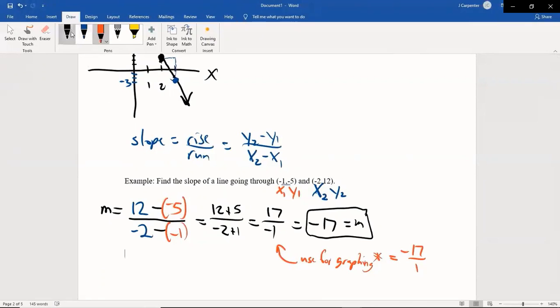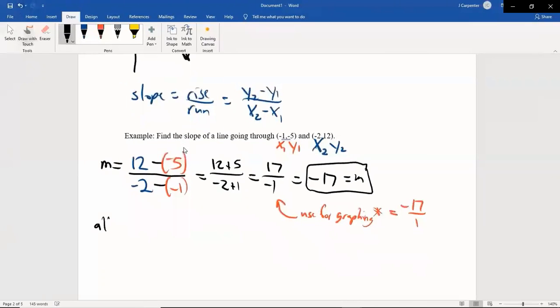Now I remember. Okay. Alternatively, I'm going to do this same exact problem again, but I'm going to prove to you by example that the order of the 1s and the 2s doesn't matter as long as you're consistent. The y's have to go in the top, the x's go in the bottom. But now I'm going to do the 1s minus the 2s, or you could pretend I called the first point the second point and the second point the first point. That's another perspective you could take.